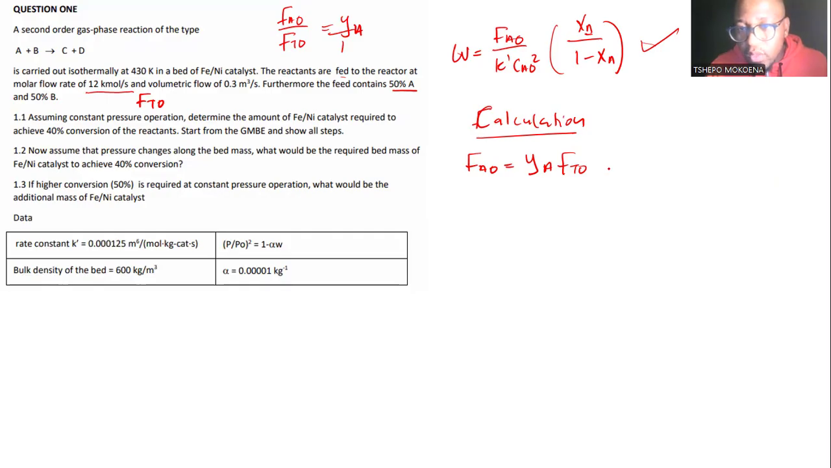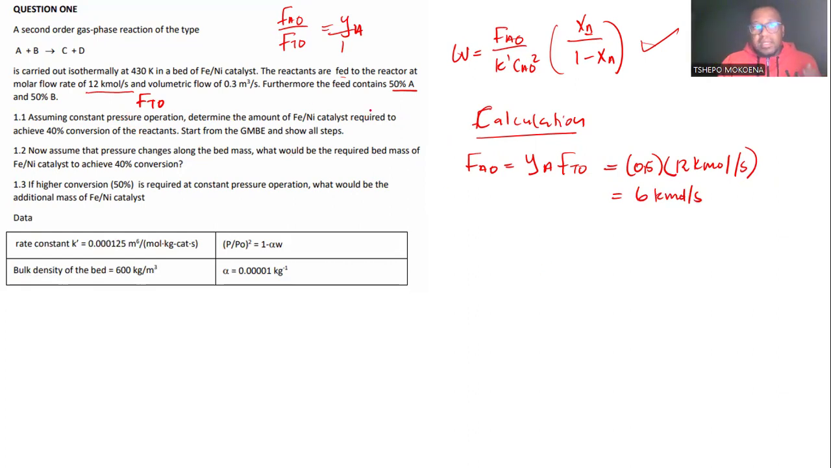So now, what is the composition of A? It's 50%, which is 0.5. And then the total is 12 kilomole per second. Then when we punch this on our calculator, this will give us half, which is 6 kilomole per second, right? Then we are done.